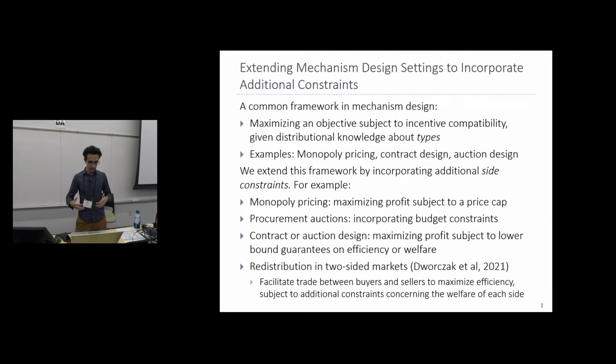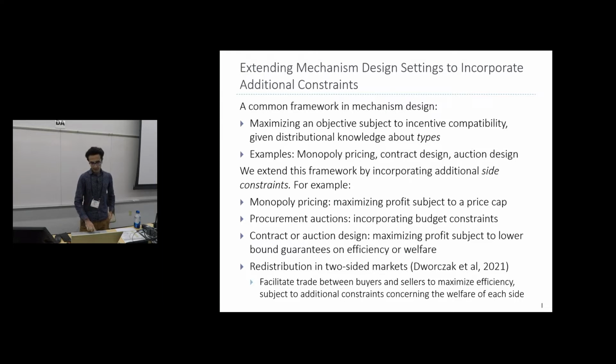We extend this framework by incorporating additional side constraints, or if you may, feasibility constraints. Let me give you some examples. In monopoly pricing, the monopolist may want to maximize profit, but may be subject to a price cap constraint. In procurement auctions, there could be budget constraints that the auctioneer faces. In contract or auction design, the objective could be maximizing profit, subject to welfare guarantees or efficiency guarantees.